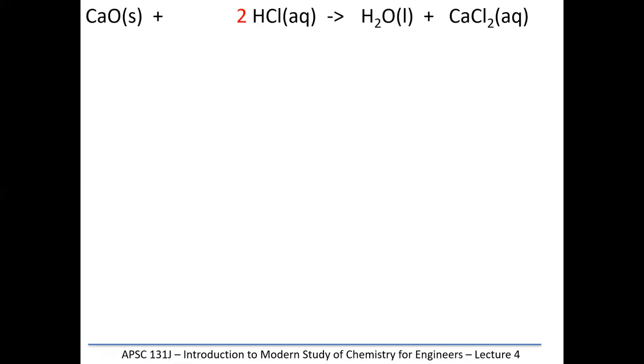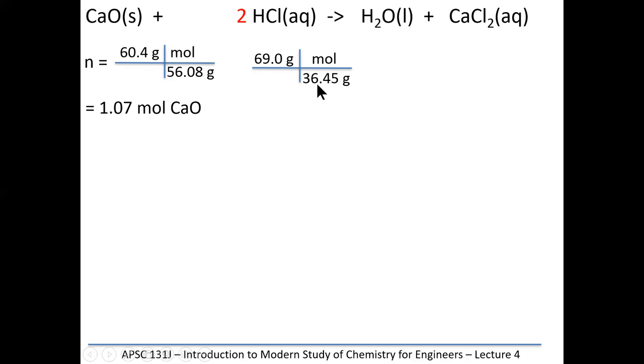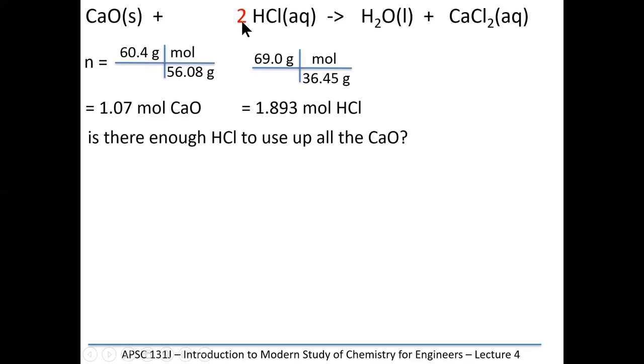To do that, we're going to take 60.4 grams of calcium oxide and divide it by the molar mass. We get 1.07 moles of calcium oxide. For the second one, we take the 69 grams of hydrochloric acid. We divide it by the 36.45 grams, which is the molar mass of hydrochloric acid. And we get 1.893 moles of HCl. So what we have to decide now is what the limiting reagent is. Well, we can see one mole of calcium oxide requires two moles of HCl. So is there enough HCl to use up all the calcium oxide? Or we could go the other way. It doesn't really matter.